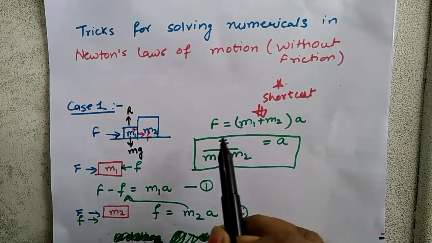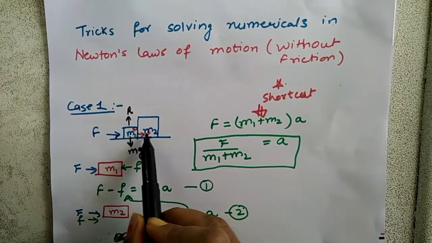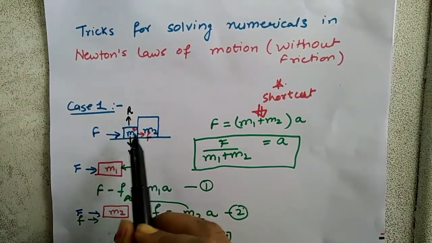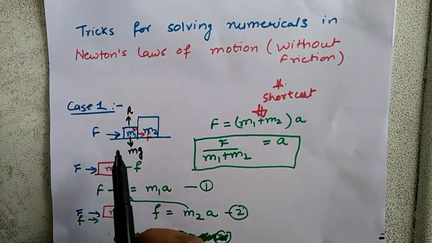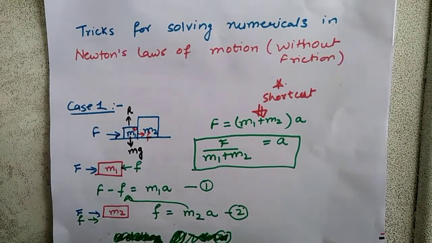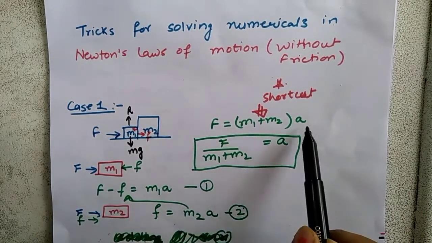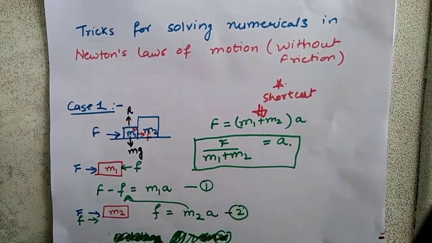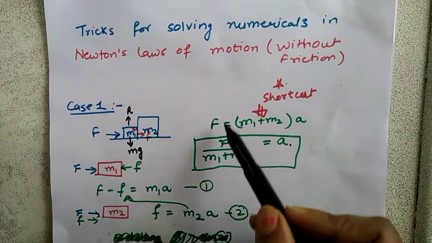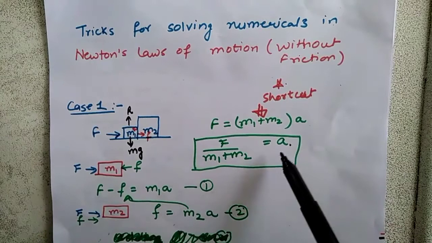Now the second trick is that since the two masses are connected to each other, the same force is pushing them. Whether it is one mass or two masses, the same force is required to produce the acceleration. So we will use simple Newton's second law of motion: force is equal to total mass into acceleration, and you can find the acceleration. This is the shortcut method for finding the acceleration.